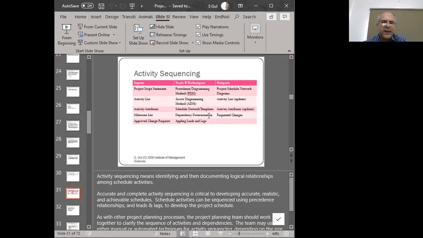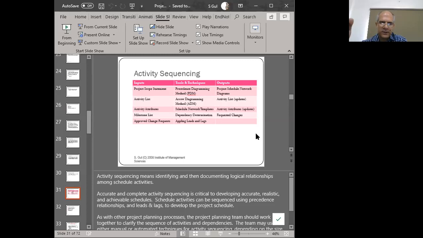Right? Now, once we have that, we get a schedule network diagram. Now, if we have a template, we can use a template. If we don't have a template, we will develop the diagram from scratch, and we will determine the dependencies that exist amongst the activities. What kind of dependencies are there?